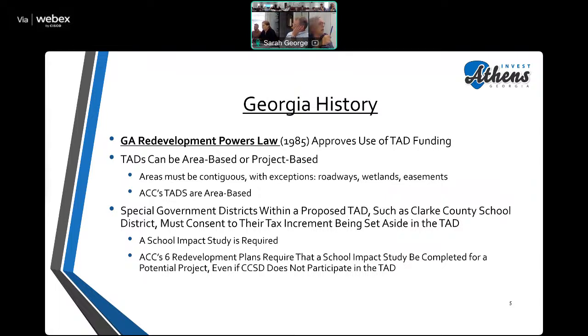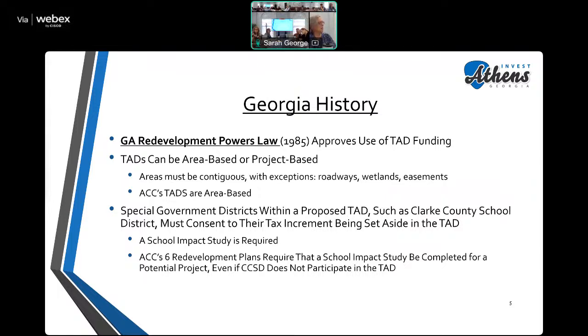So I wanted to look at all of that. I have a question. You look like you're ready to go to the next one. I have a question on this one. The project-based ones, which we don't have, even though the mall is a big project, but we'll forget that. If it's area-based, you set the area, and then when things happen that improve the value, you get more tax revenue. How does a project-based one work?